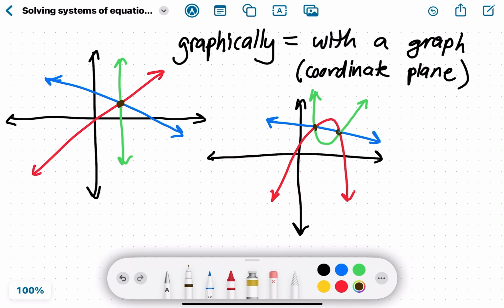These 2 brown points would solve the system, because all 3 graphs pass through those 2 points. They fit into the graphs. They fit into the equations.